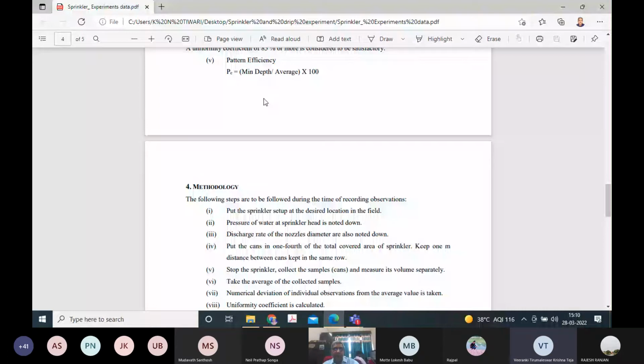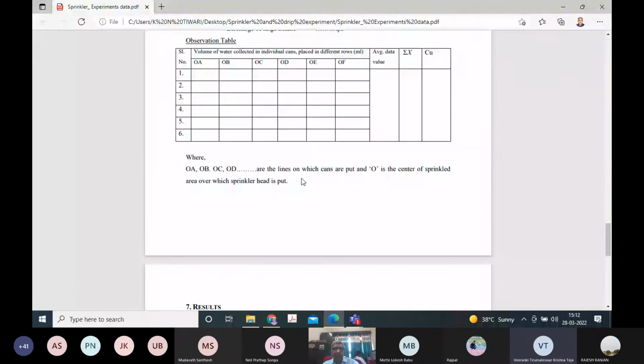So OA, OB, OC are the lines on which the cans are put up, and O is the center of the sprinkler area over which the sprinkler head is kept. So these are the things.